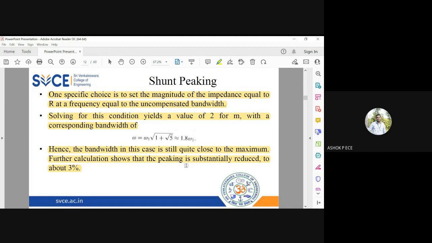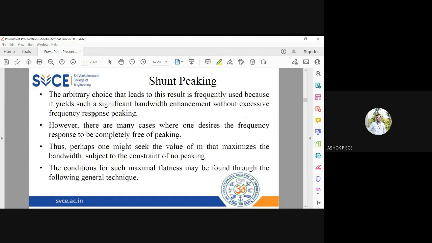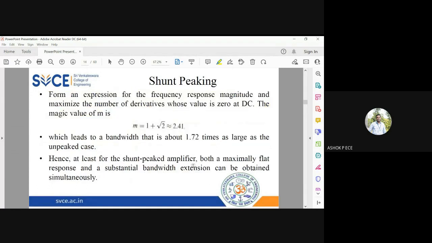Then the graph should be broad. So that is the constraint for shunt peaking. And then different combinations they have studied. There are many cases where one desires the frequency response to be completely free of peaking. Sometimes they may have minimal peaking. Sometimes they may expect the frequency response to be flat. So there are so many constraints.